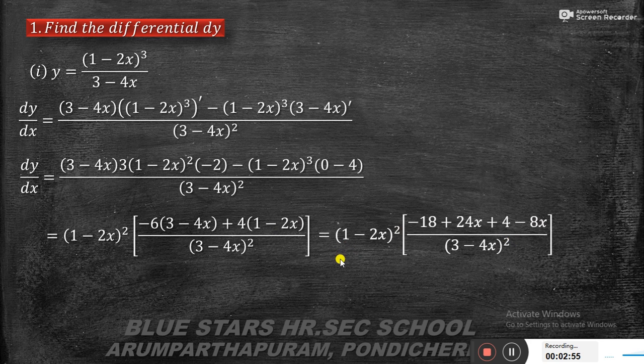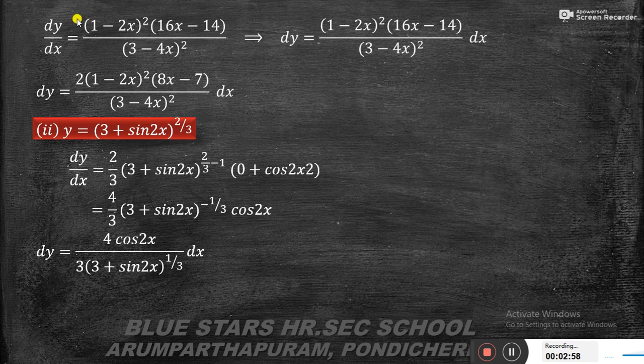So the next step, dy by dx equal to (1 minus 2x) whole square. I add the terms and I got 16x minus 14, by (3 minus 4x) whole square. So next step, (1 minus 2x) whole square into 16x minus 14, by (3 minus 4x) whole square. I just cross multiply the dx. In the next step, dy equal to, here 2 is common, so I take 2 from this term, 2 into (8x minus 7). So 2 into (1 minus 2x) whole square, (8x minus 7) by (3 minus 4x) whole square into dx. This is the dy answer.